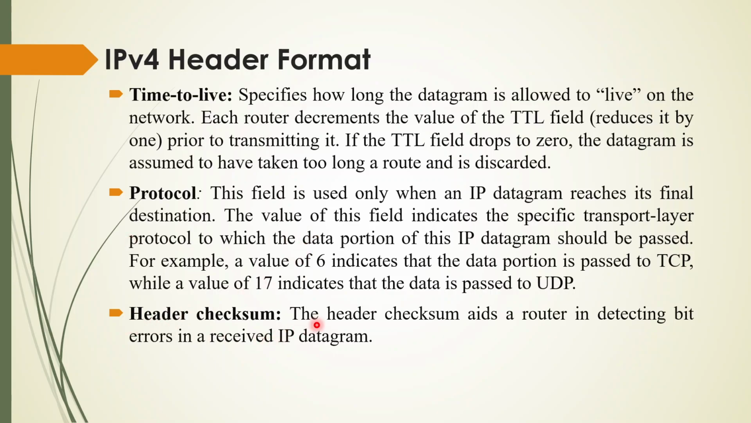Next is header checksum. The header checksum aids a router in detecting bit errors in a received IP datagram. I have explained in an earlier lecture what a checksum is. Checksum is used for detecting errors. So when we receive a packet, we first have to check whether there is an error or not, and for that we use the header checksum.